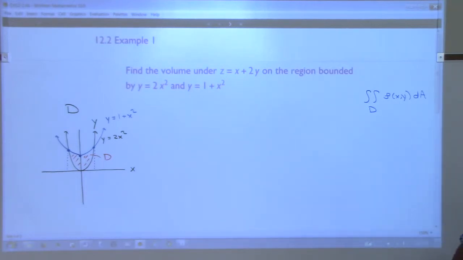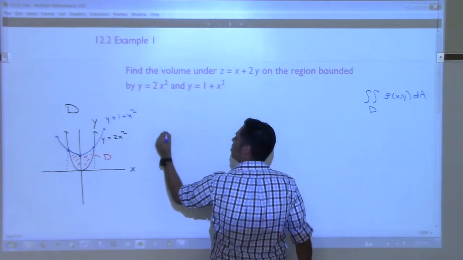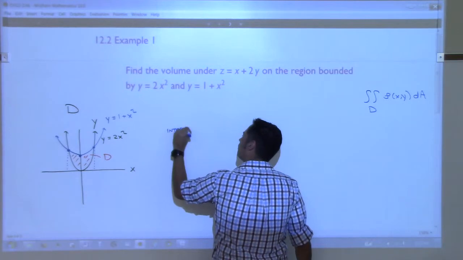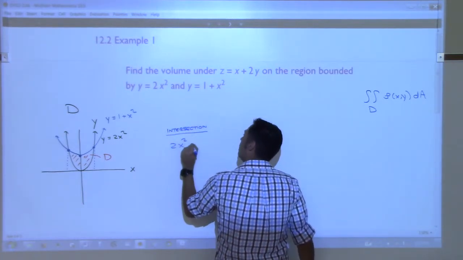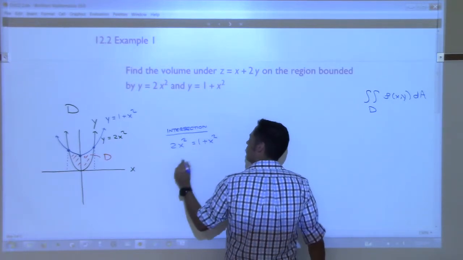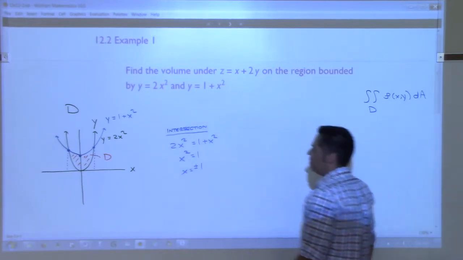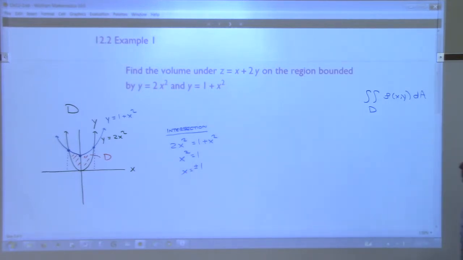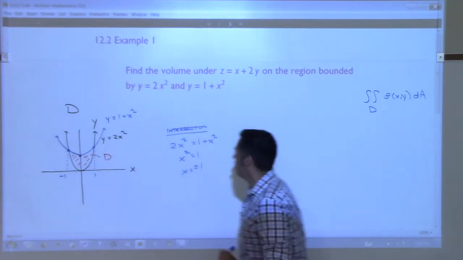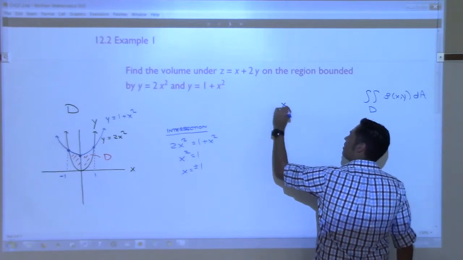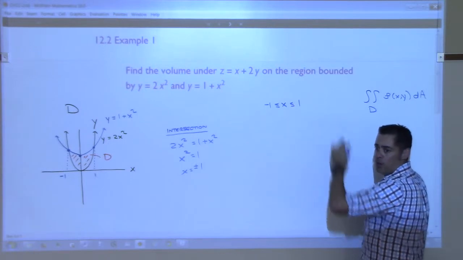So how do we determine those two points of intersection? Set these two quadratics equal to one another. So the intersection is going to be 2x squared equals 1 plus x squared, which means x squared equals 1, which means x is plus or minus 1. So this is negative 1, and this is positive 1. So x lives between negative 1 and 1, and yes, a and b are negative 1 and 1 respectively.